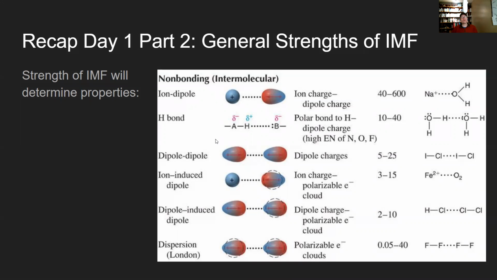It's a general trend. So whenever you're looking at an exam question or a problem, you should be looking at other data to be able to support that rather than just making general claims. That said, again, hydrogen bonds are generally stronger than dipole-dipoles. Dipole-dipoles are generally stronger than London dispersion forces.